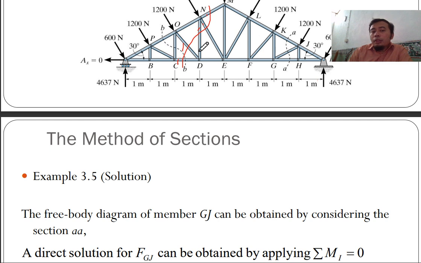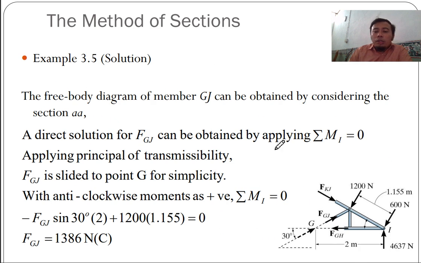So decide where to cut, because in the final this method is required. If you do the joint method on a question that requires you to do the method of section, you spend a lot of time on that question. Instead you should spend less time if you use the method of section. So be very fluent, be very competent in these two methods. So let's take a look at the solution.